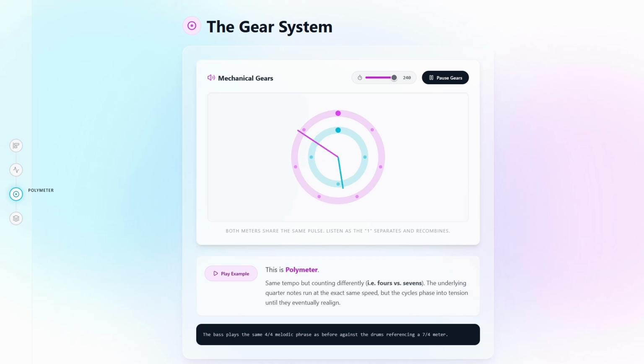It is like two hikers taking steps at the same exact tempo, but one hiker counts their strides in groups of 4, while the other counts in groups of 7. They start together, drift into a phased state of tension, and eventually their feet hit the ground at the same exact moment again, in this case after 28 beats.